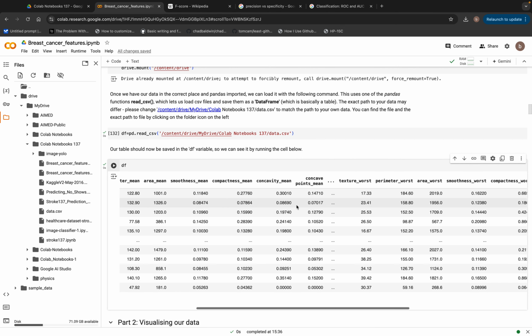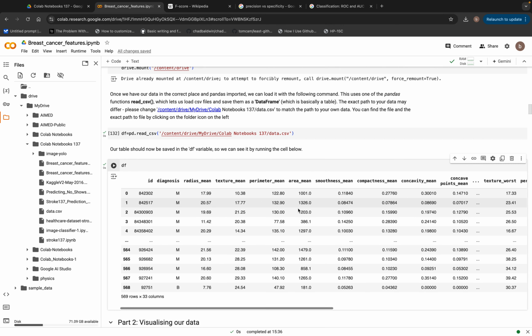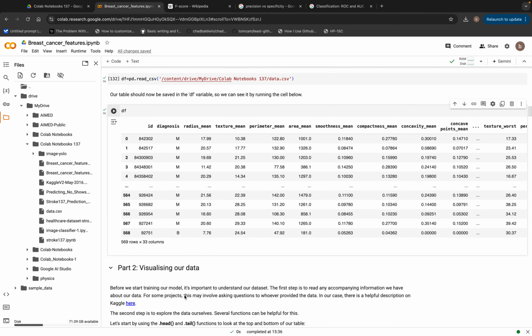There's a lot of features. Scroll all the way across. There are 33 columns, or 32 features. Actually, well, 30-odd features that are there. We're going to try to clean up the data, so we'll do that next.